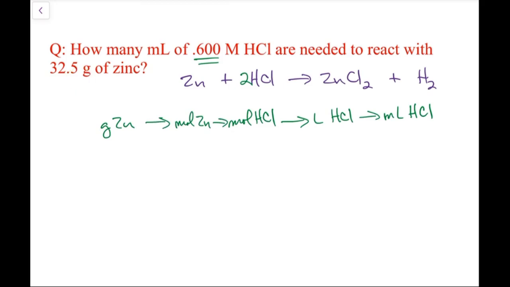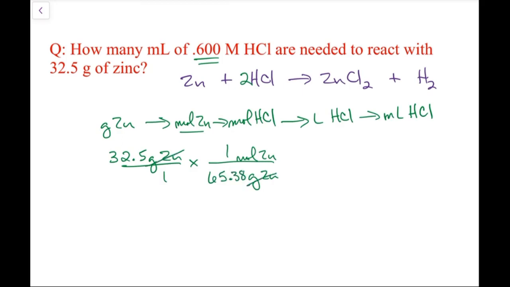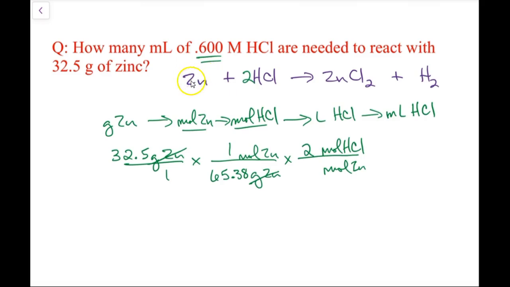So let me go ahead and set up the problem. 32.5 grams of zinc, with grams of zinc on the bottom, and I'm just following my plan. I'm trying to go to moles of zinc. 1 mole of zinc weighs 65.38 grams from the periodic table. And then from moles of zinc, I can go to moles of HCl using the balanced equation. In the balanced equation, I have 2 moles of HCl for every 1 mole of zinc.